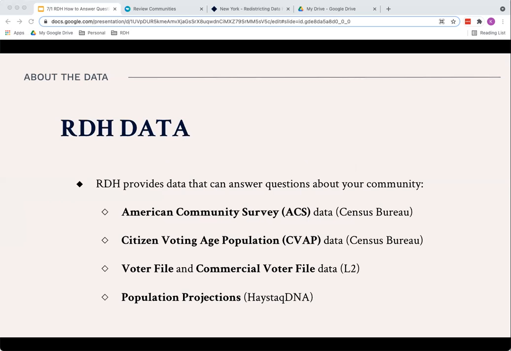There are 4 types of data hosted on our website that are most likely to be useful to someone interested in understanding some basic information about their community. We of course do have other data sets, but these 4 are best suited for an exercise like this one. The American Community Survey data and the Citizen Voting Age Population data both come from the United States Census Bureau. We also have voter file data from vendor L2, which is a national voter file vendor. And we have population projections, which can be used to examine how a community might change over the course of the next decade, provided to us by Haystack DNA.